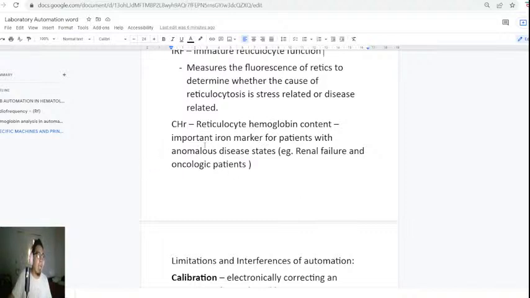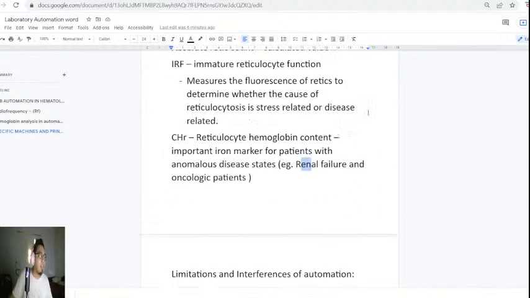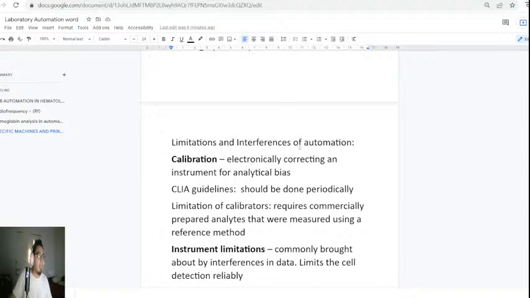It's important as an iron marker for certain anomalous states such as those who are suffering from renal failure and oncologic patients. Okay? Now, let's talk about one of the final things about tests. There are certain limitations for automation. Calibration is electronically done by the instrument to avoid analytical bias. Okay, so everything that you're going to get from the result is objective, as opposed to looking at a smear, which is more or less subjective sometimes.